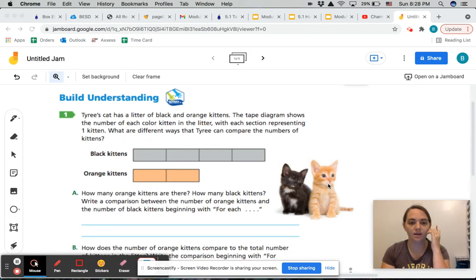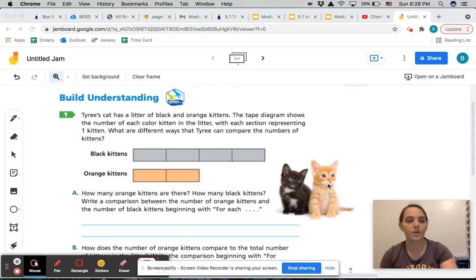Welcome. We are on page 140 in your book. We are going to do the two problems under Build Understanding. So this is the first task. All right, so let's get started. Once you get your paper book and are following along with your pencil, then you can go ahead and continue in the video.